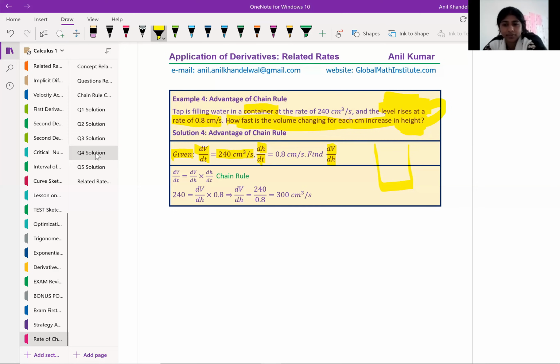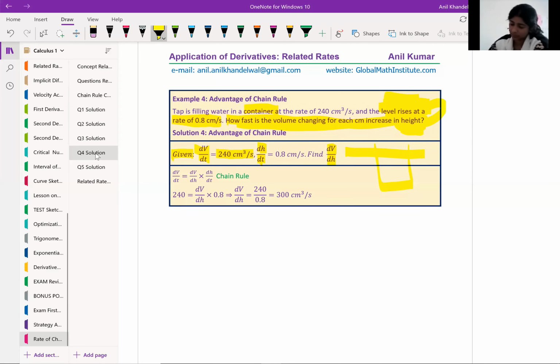Initially, when you're given this, you could also define here: let the height be h, volume be v. Yeah, I think that would help me. That should help you. First, you write down that, and then you write down what I have written. It's better to define the variables first.